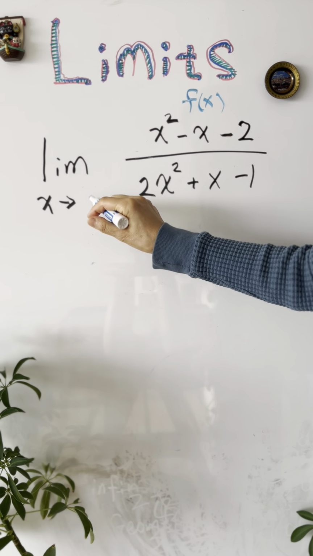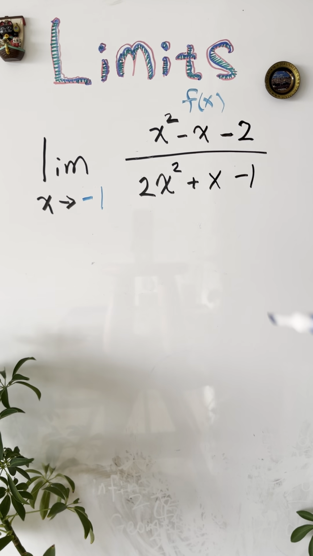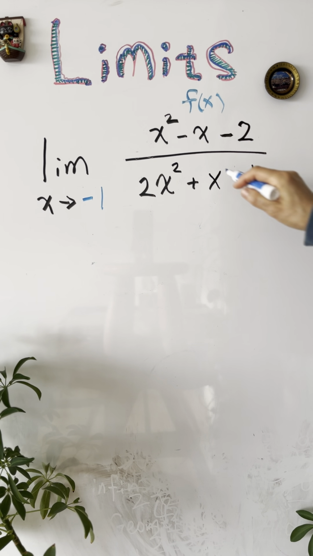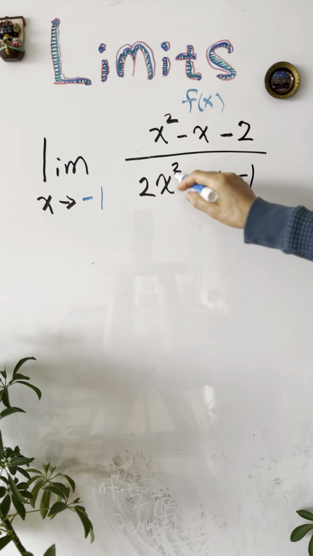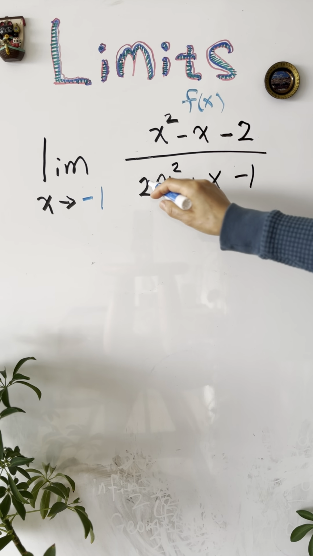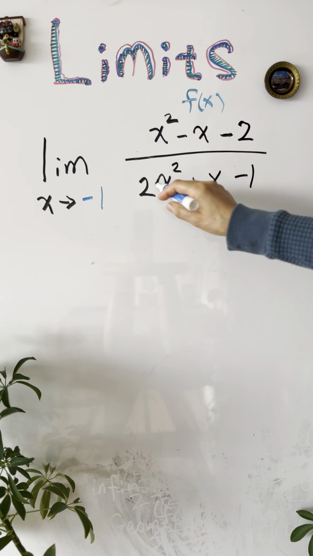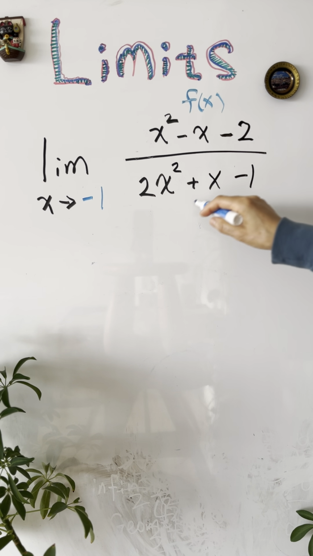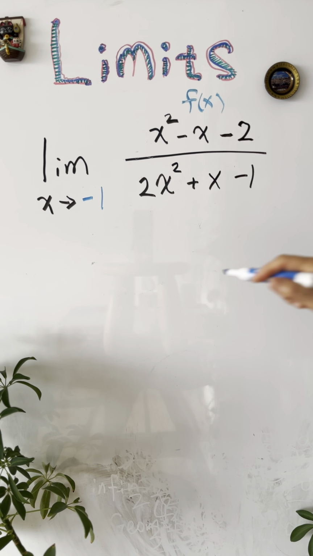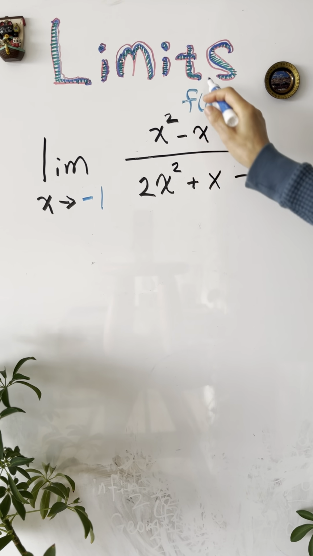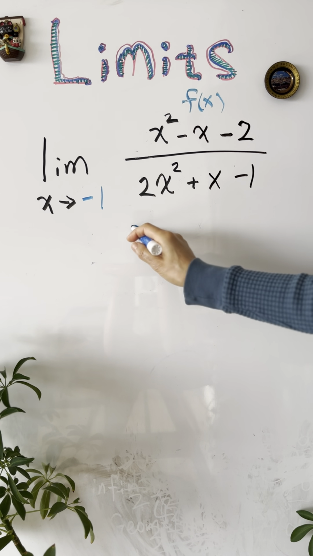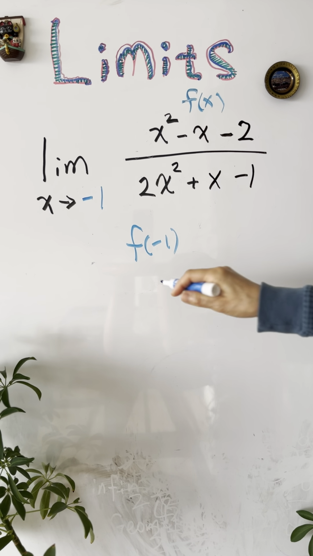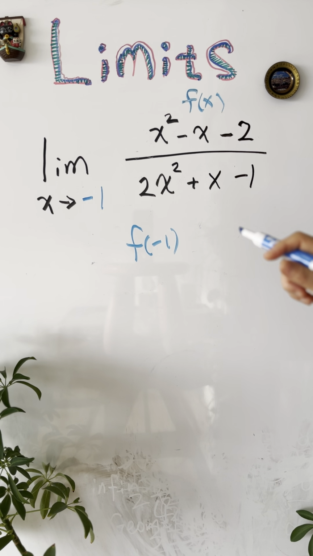What if it's -1? X approaches -1. Well, then this one will be -1, -1 with this will be -2, -1 squared will be +1, 1 times 2 will be 2, and 2 plus -2 causes 0 in the denominator. That means -1 is not in the domain of this function, or f of -1 does not exist.